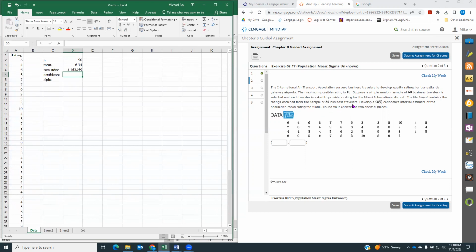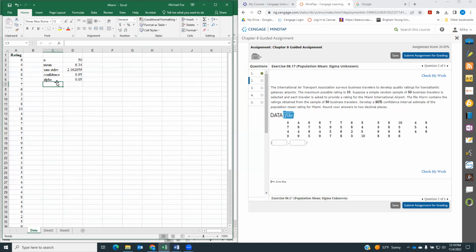The confidence level is given to me, 0.95, develop a 0.95 or 95% confidence level. And my alpha is 1 minus my confidence level always. All right, so I have all of this data. And so now I'm ready to figure out my margin of error, and then from my margin of error, I can figure out my interval.